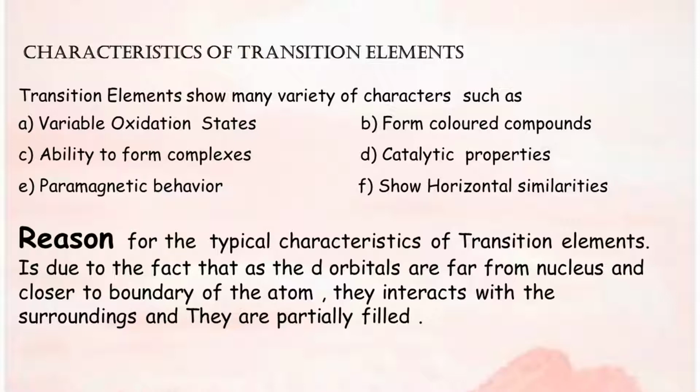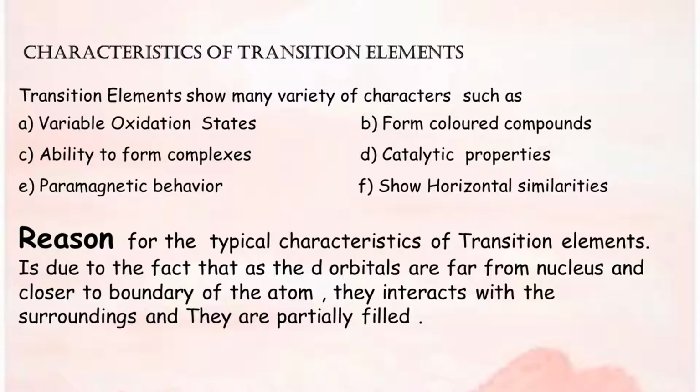There are various characters of transition elements which are typical of them. For example, transition elements show variable oxidation states. They are capable of forming colored compounds. They form complexes and can be used as catalysts. Most of the transition elements are paramagnetic, and the most important feature, they show horizontal similarity.